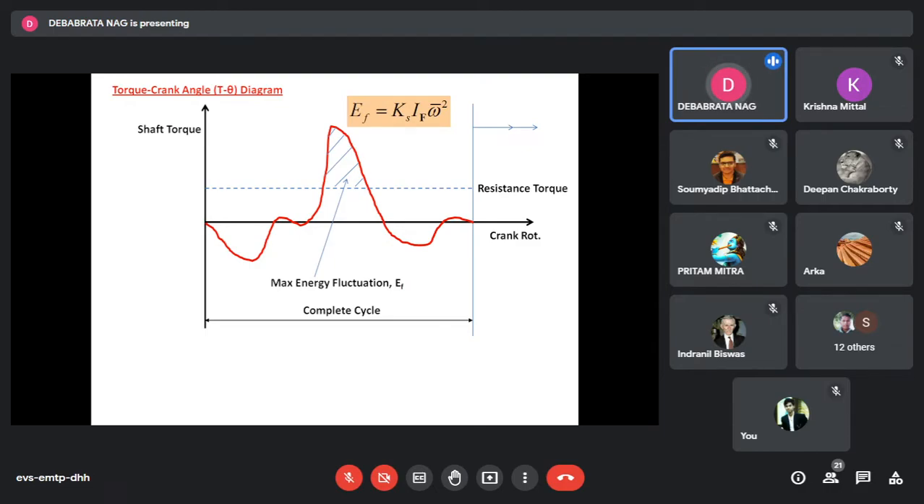For example, an electric motor is a prime mover, correct? Like that, in place of an electric motor, we may use an IC engine. So that is a prime mover. Its objective is not to drive itself. Its objective is to drive a secondary machine.